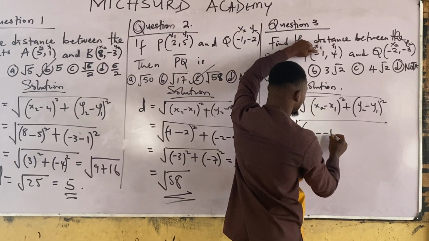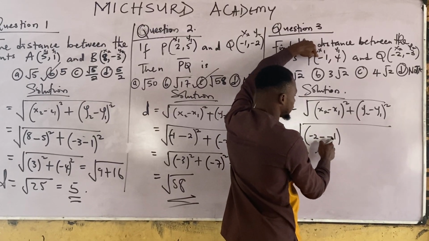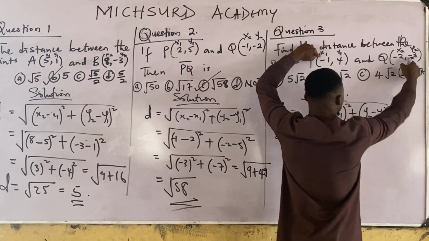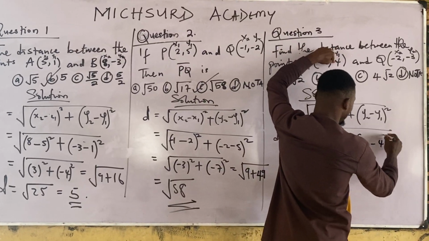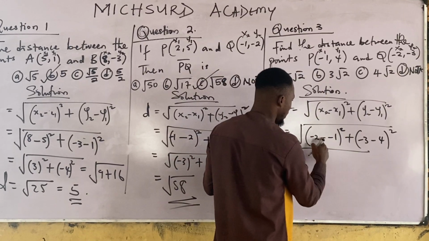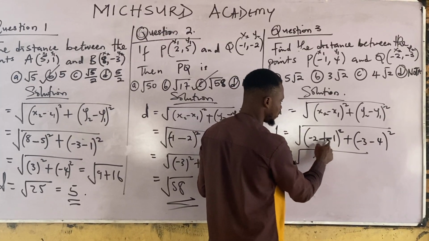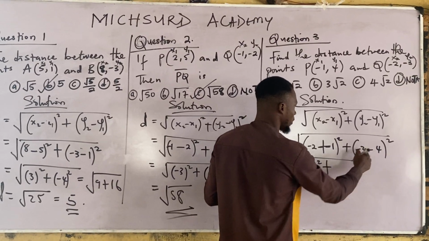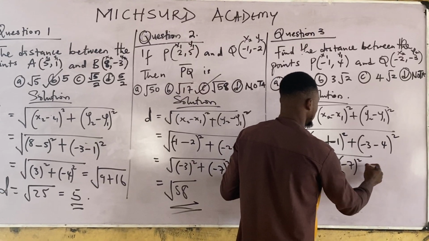x1 is minus 1. We already have a minus in the formula, so you have to take note of that. Very important. All squared, then y2 is minus 3. Then we have a minus, then y1 is plus 4. So we have this all squared. Now remember, minus times minus will give us plus. So we have minus 2 plus 1, which will give us minus 1 all squared. Then plus, minus 3 minus 4 is minus 7.